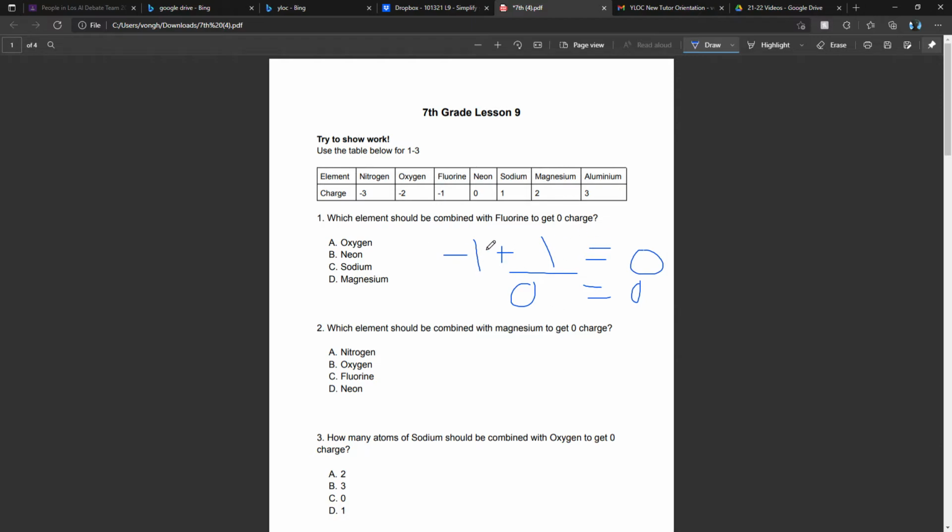So now we know that in order to cancel out the fluorine, we have to have a charge of 1. And if we look, sodium has a charge of 1. So the answer is sodium.